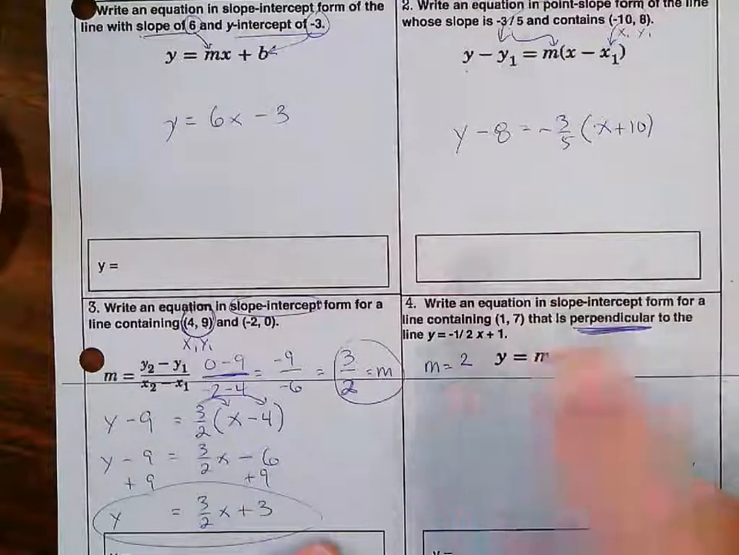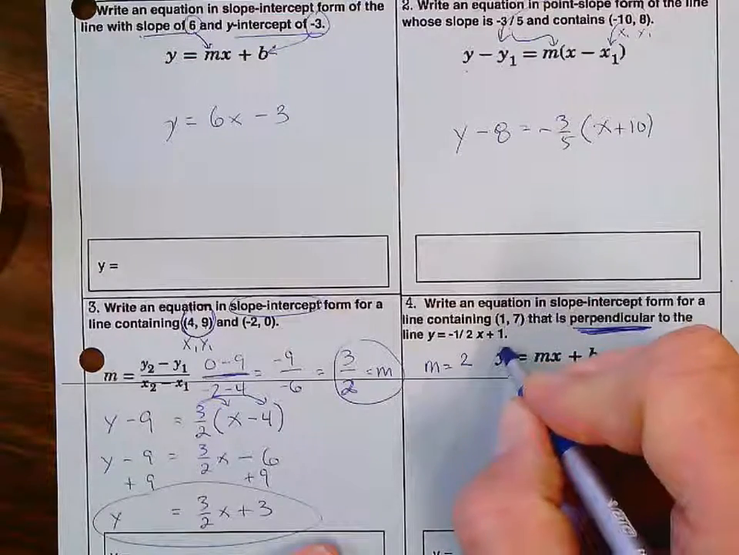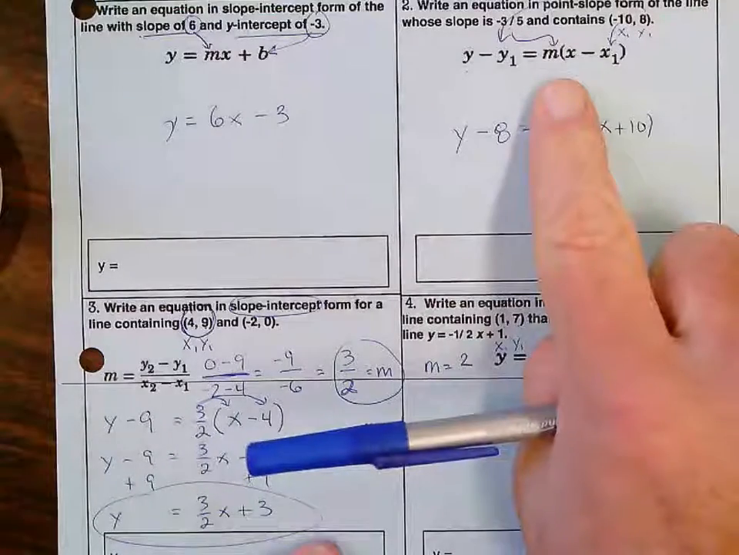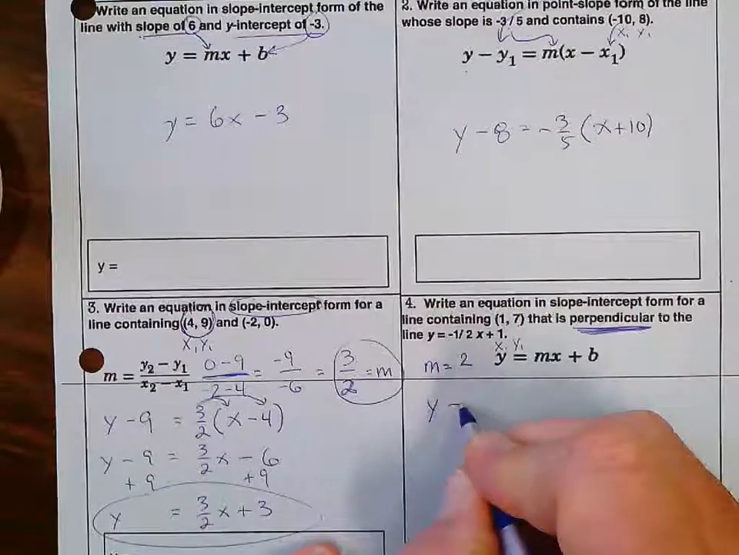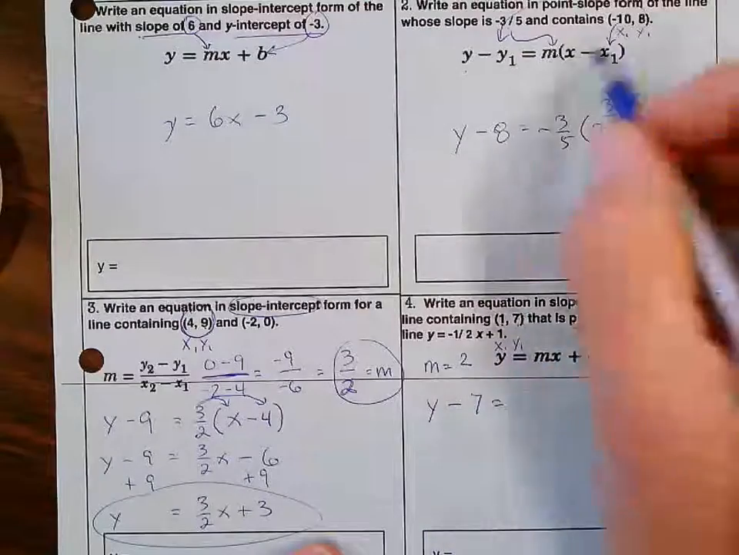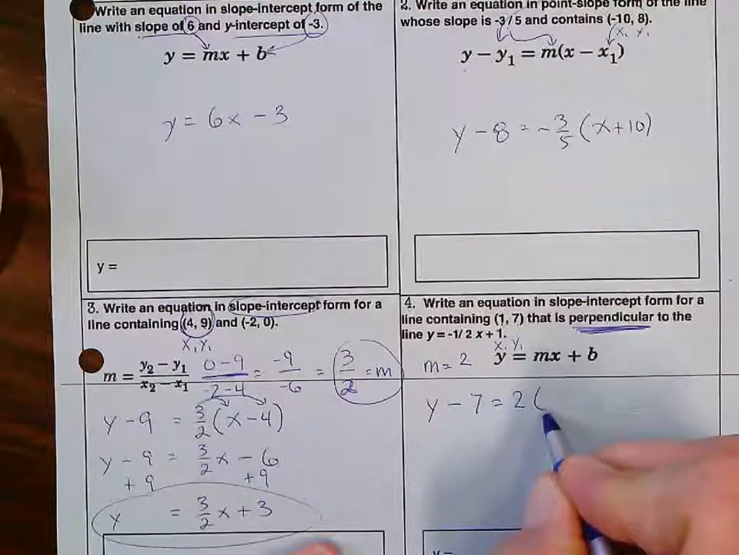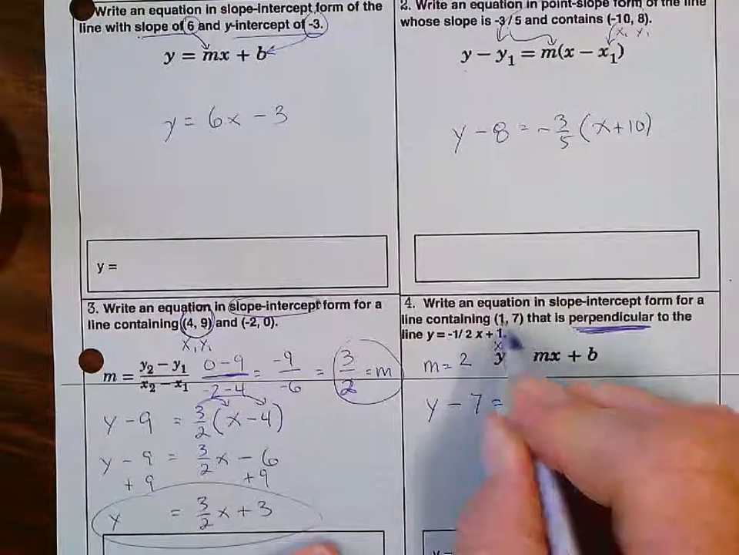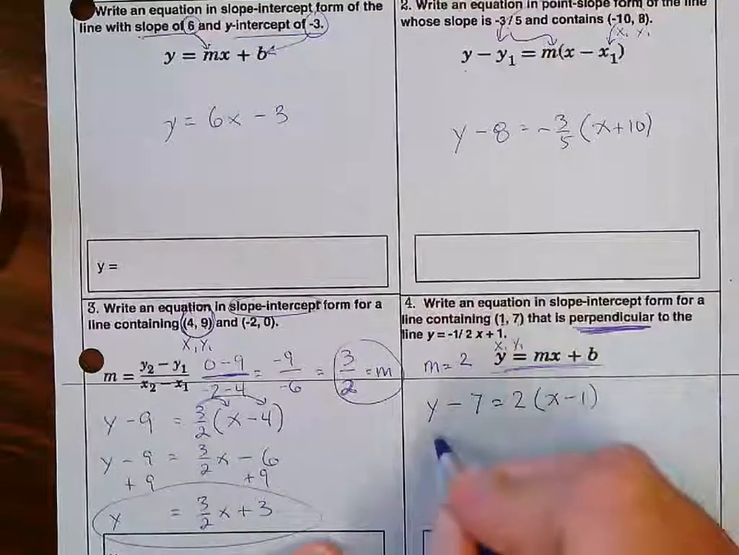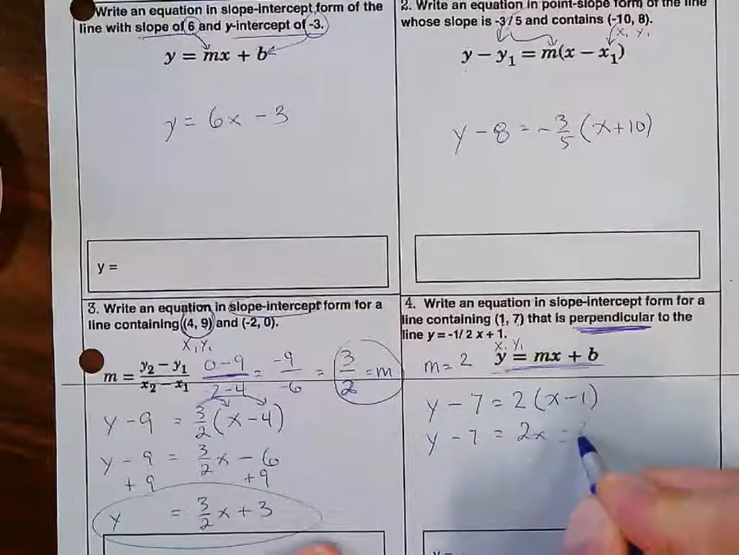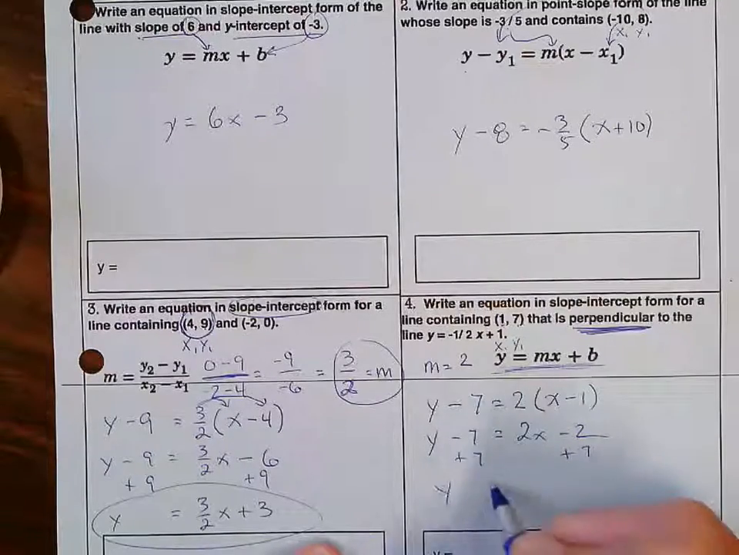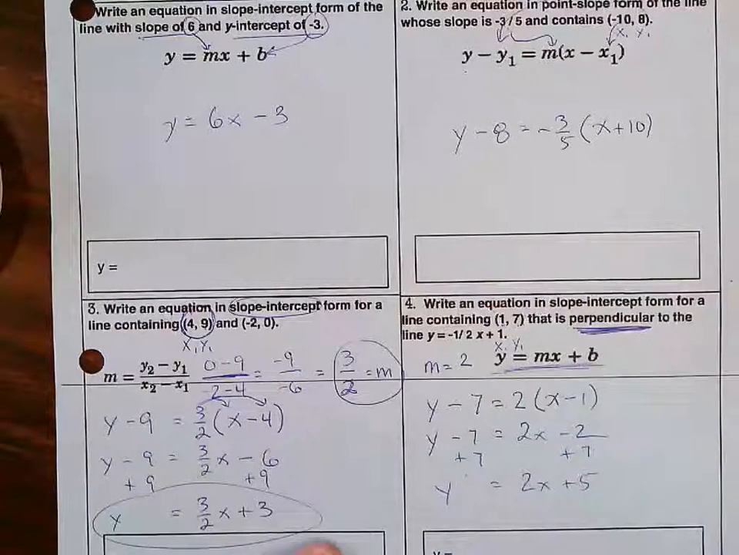And again, I take this point, which is 1, 7, that's x1, y1, and I put those into point-slope form again. So it's y minus y sub 1, which is 7, equals my slope, which is right there, 2 times x minus my x sub 1, which is 1. And again, I just have to clean this up to make it look like this. So distribute the 2, and then add 7 over. So y equals 2x plus 5.